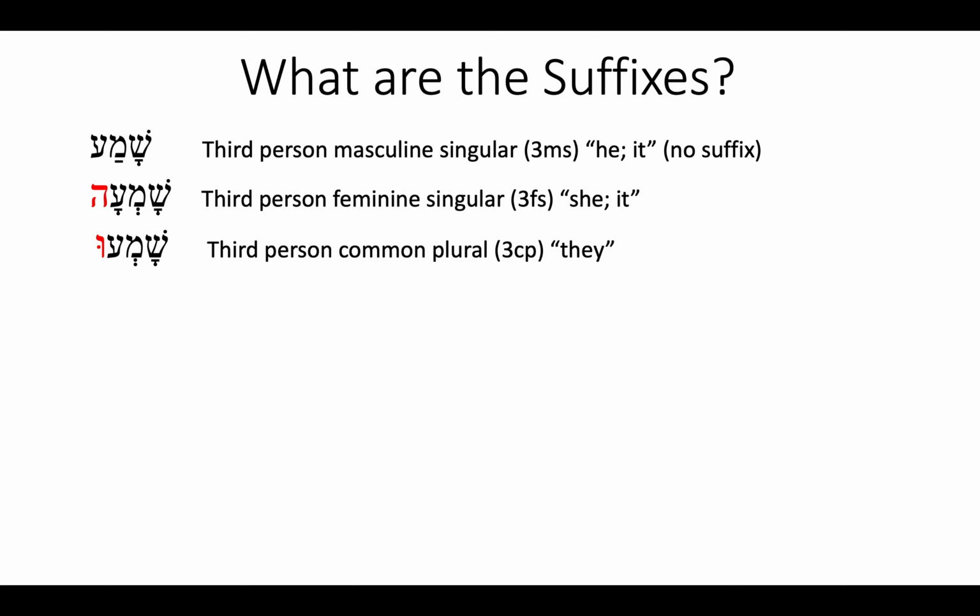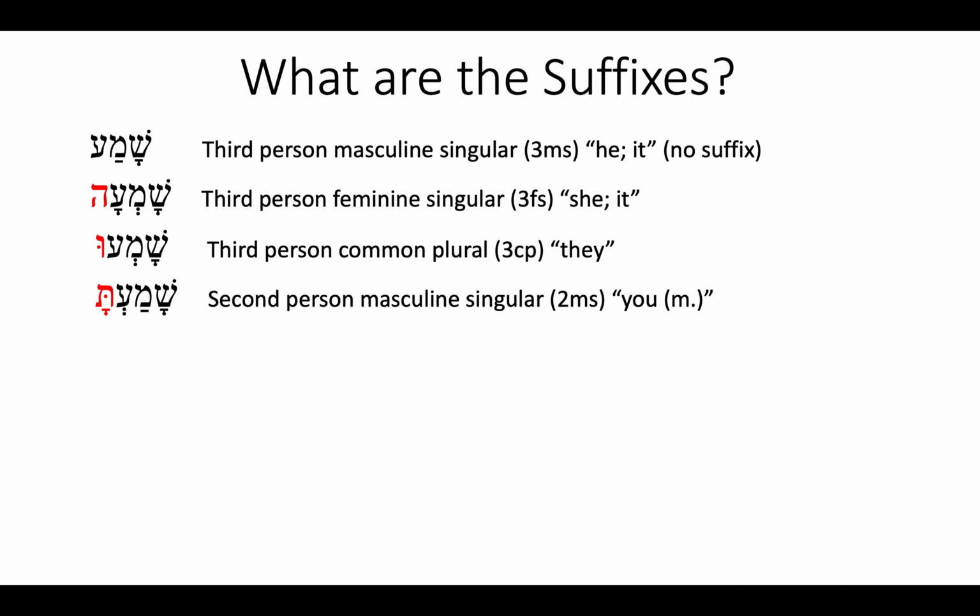The third common plural form is shamu, and that u ending also shows up in the imperfect form that we're going to be studying very shortly. So think of this u ending as a marker of plurality, because as I said, it will show up again. Then we have shamata, and this is the second person masculine singular, the you masculine form. So this you singular form, the ending here is just ta, so root plus ta.